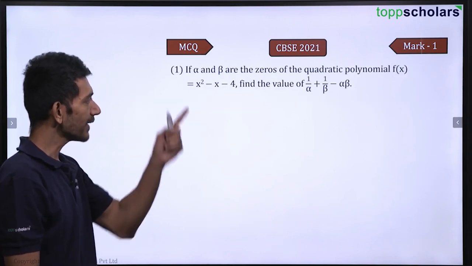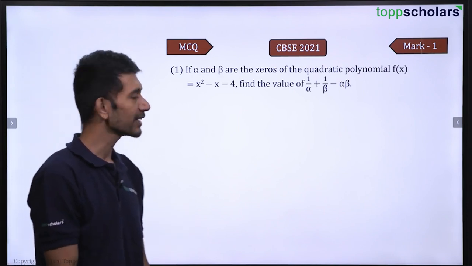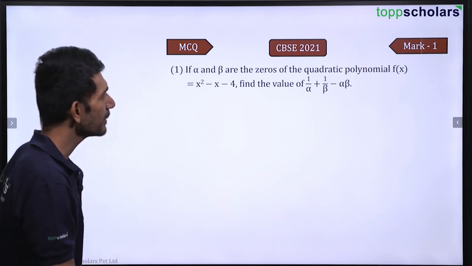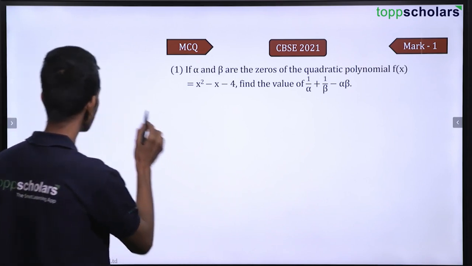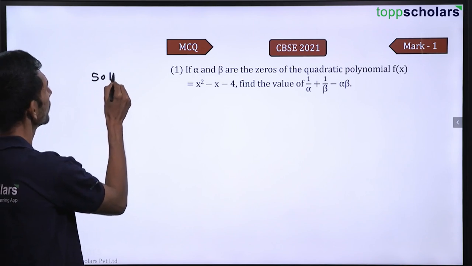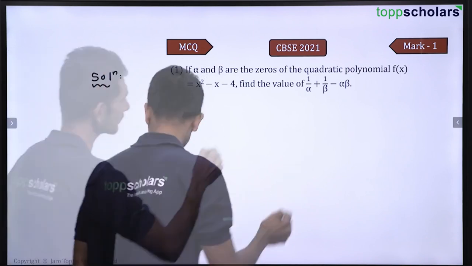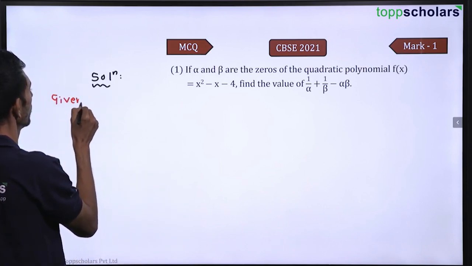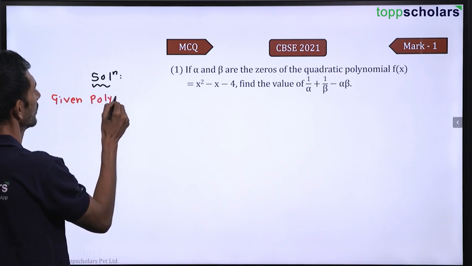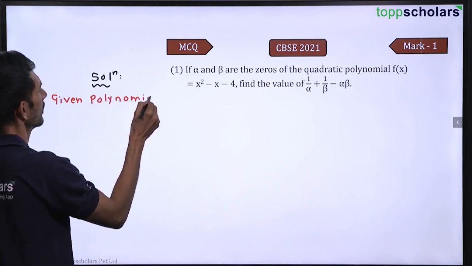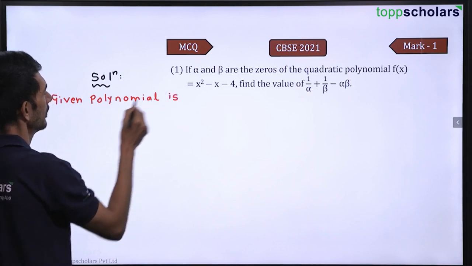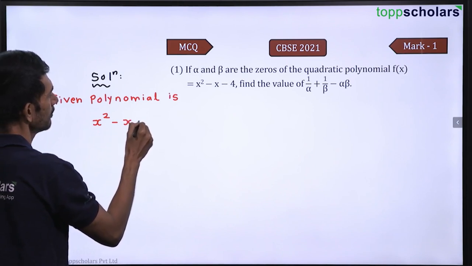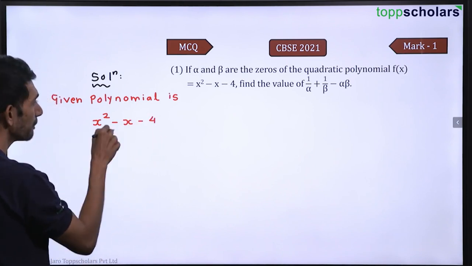Okay, so if alpha and beta are the zeros of the quadratic polynomial x square minus x minus 4, find the value of 1 by alpha plus 1 by beta minus alpha beta. Firstly, we are given a polynomial, right? What is the given polynomial? So the given polynomial is x square minus x minus 4.